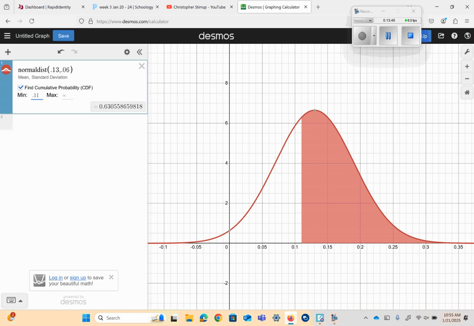Okay. That's number 10. Does everyone have that? You got 0.63 or 63%. If you did another random sample of 36 people, that's the percent chance that you would have 11% or greater fall into the senior citizen category.